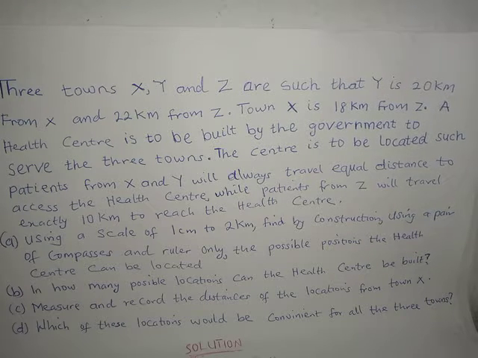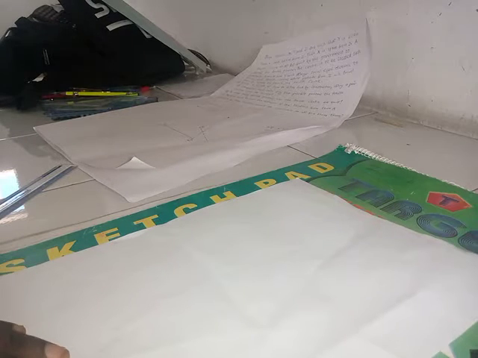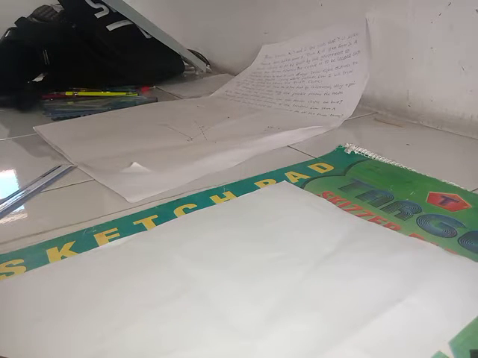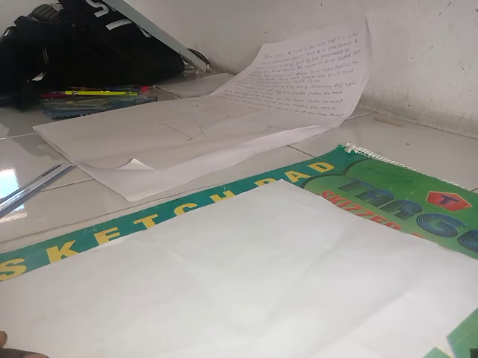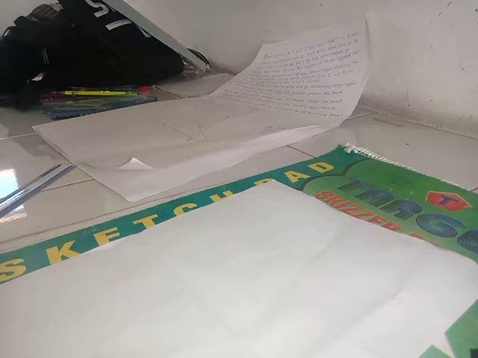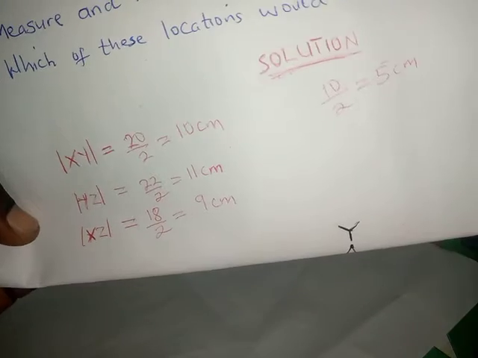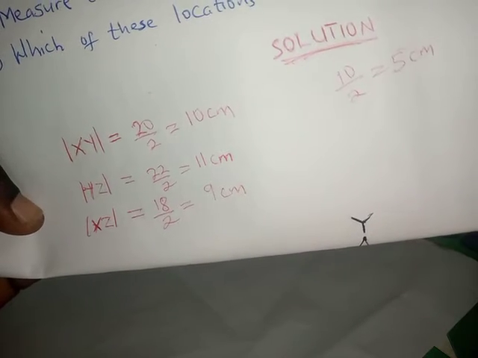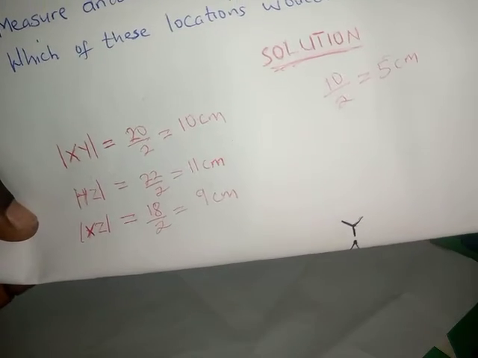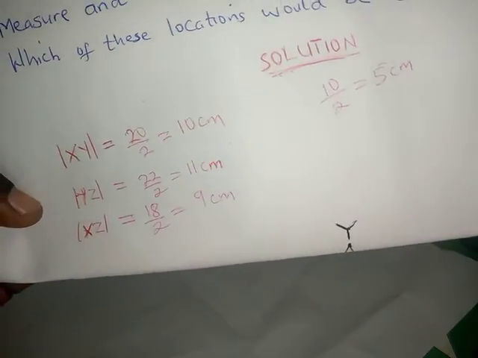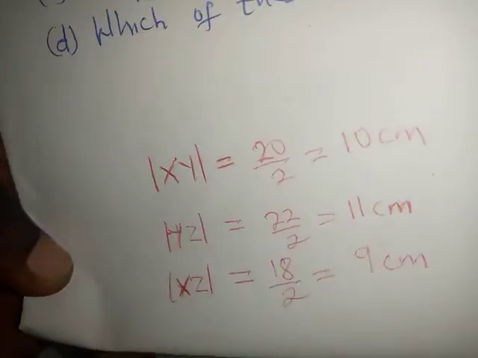So let's take a look at how we construct this. Now the scale that we are using is 1 cm to represent 2 kilometers, and the distance of X from Y is 20 kilometers. Basically, we divide 20 by 2. Okay, 20 divided by 2 is 10 cm. So we are going to use 10 cm to be equal to XY.